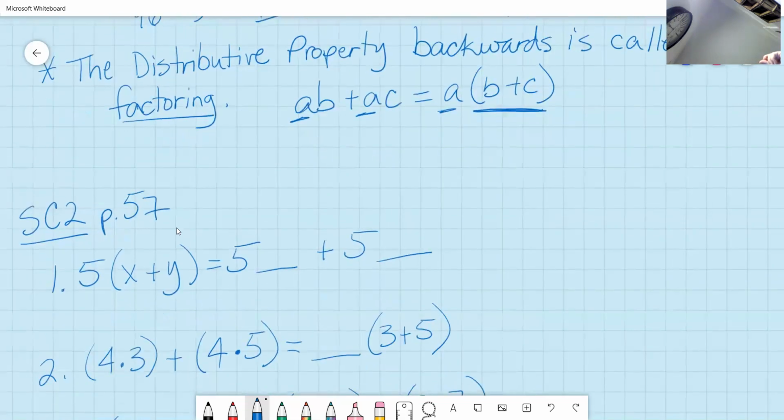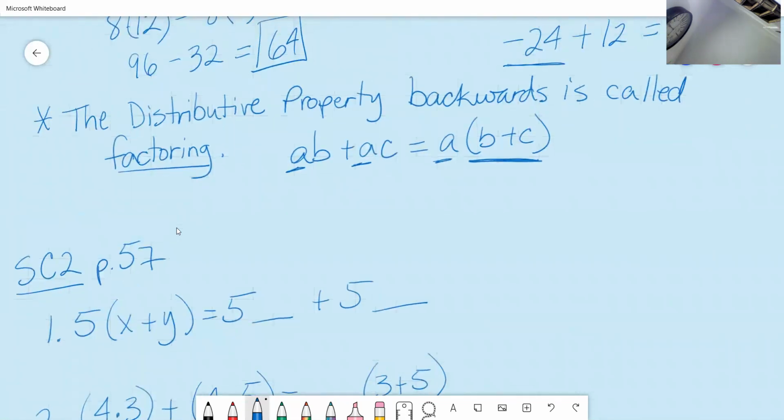So just be aware of that. And right there in the middle of page 56, you might even want to highlight that where they've given you AB plus AC equals A times B plus C. All right, so let's get some more examples here of using the distributive property.